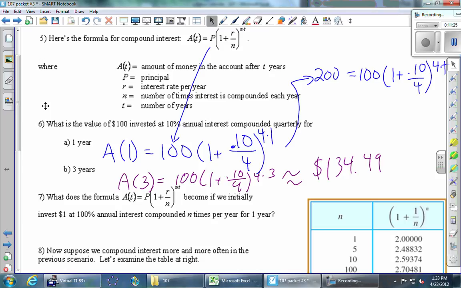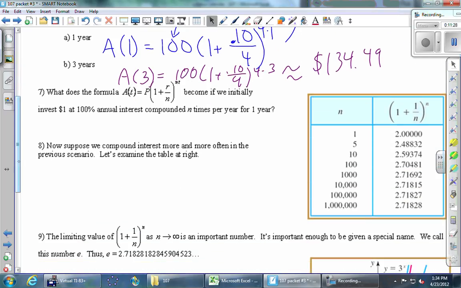Okay, let's see if we can figure out what's happening here. How much is P in this example? $1. We're going to put $1 into the bank. We're going to let it grow at 100% interest. So how much will it become at the end of a year?